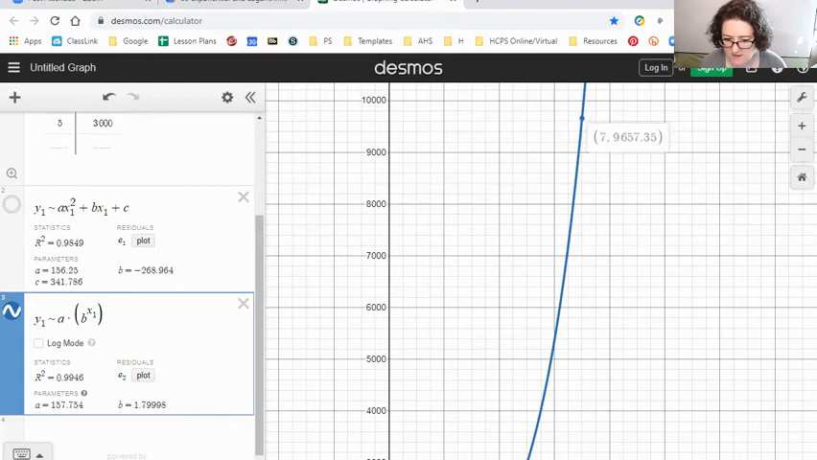9657.35. Now, if this is bacteria, that means we want to round that down. We're looking at single instances of bacteria. So 9657 is what we want to write in. So let's pop back over to our notes.